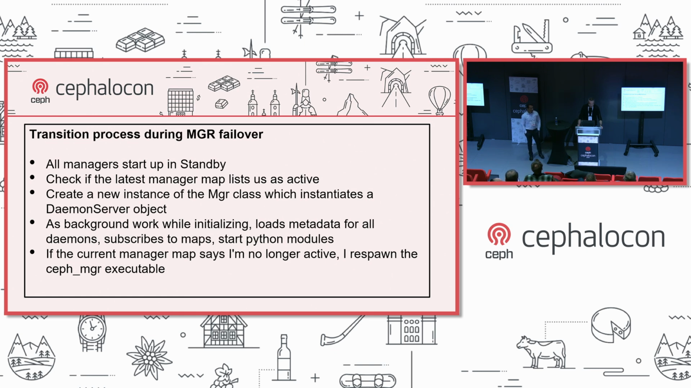Firstly, on the monitor, if there is no active manager or an active manager has failed, or if we are failing over using the manager fail command, so intentionally failing over the monitor, we call a function called promote standby. And that function selects the first standby and promotes it to active by updating and publishing a map, a manager map, that tells the relevant manager to activate itself.